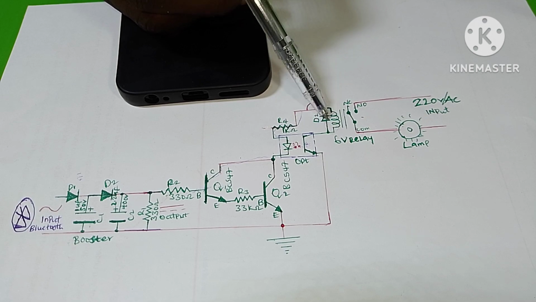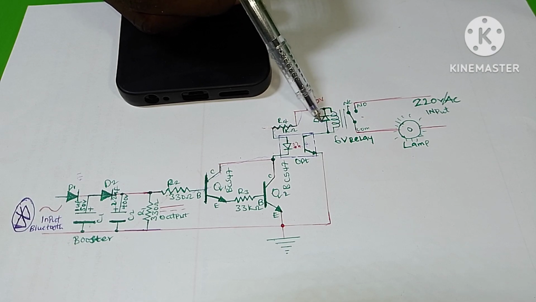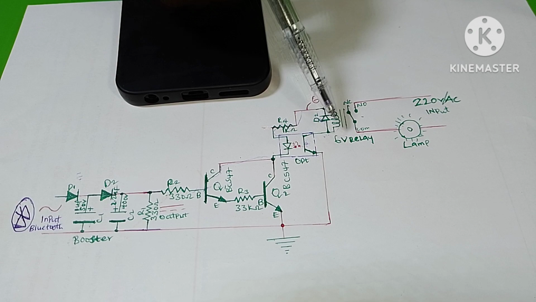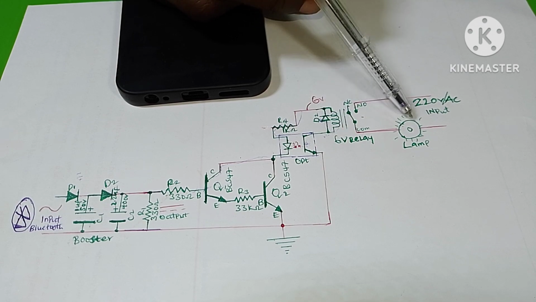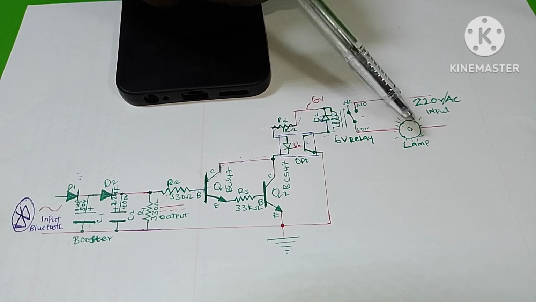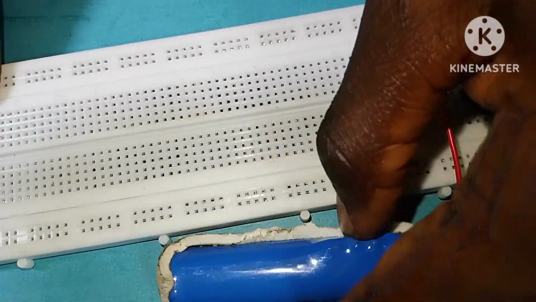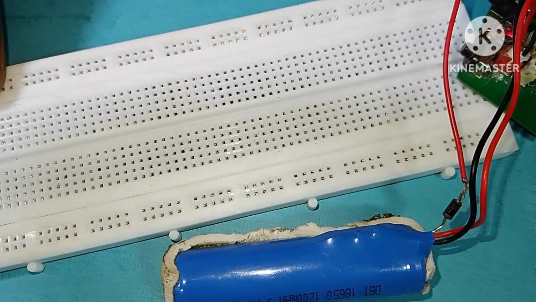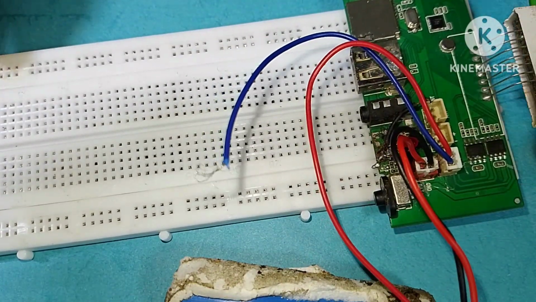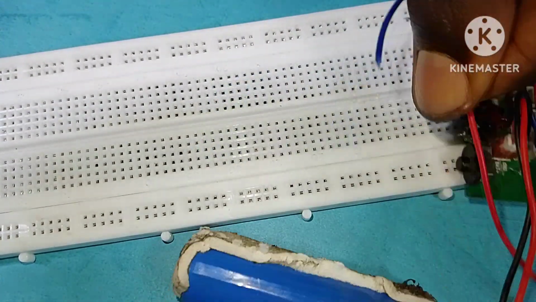To turn on this relay coil, and do not forget to add a freewheel diode. And when the relay is triggered, this switch is closed. Then the lamp comes on. So this is how the circuit works. Without wasting much of the time, let's get building.